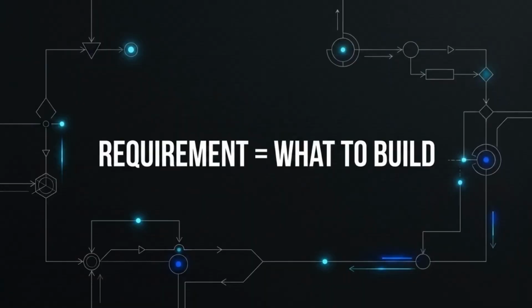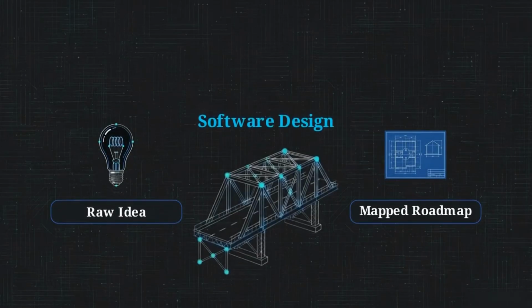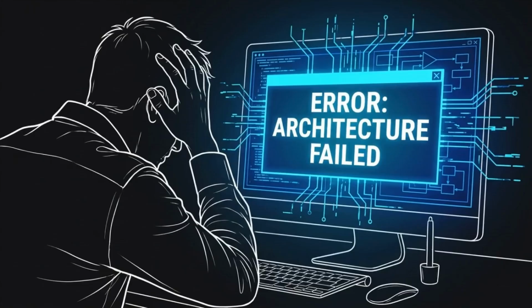Looking at this screen, you can see the clear division of labor. The requirements give you the what to build, while the design gives you the how to build. This phase is the essential bridge. By turning a customer's raw idea into a mapped-out roadmap, you stop developers from blindly typing out code and then having to delete weeks of hard work when they hit a structural error.